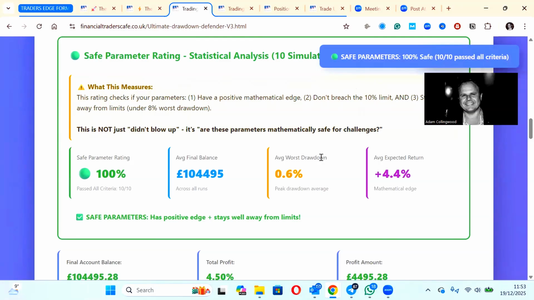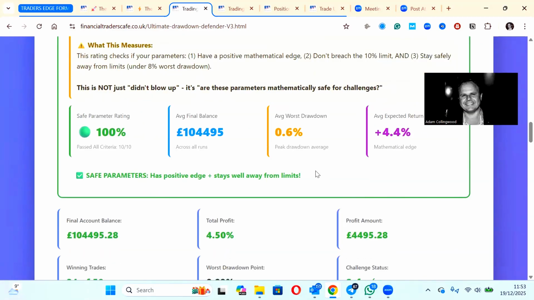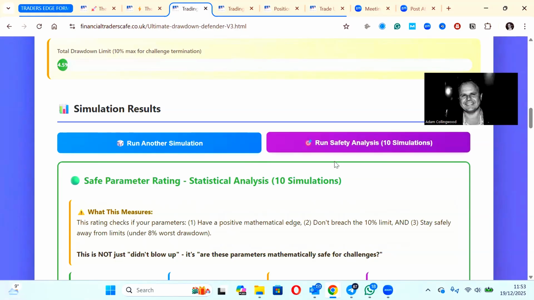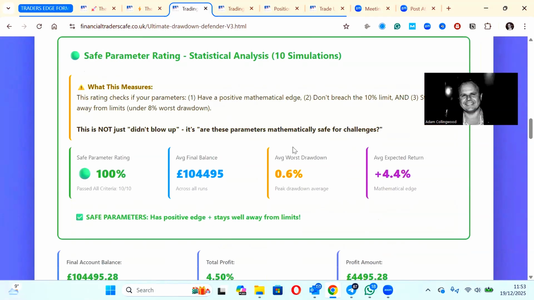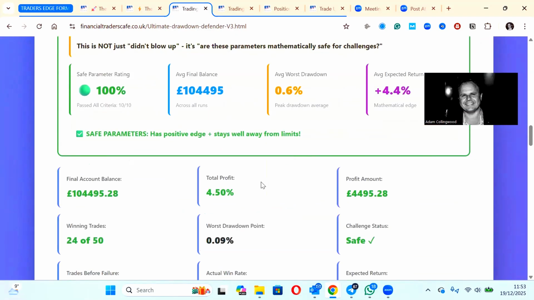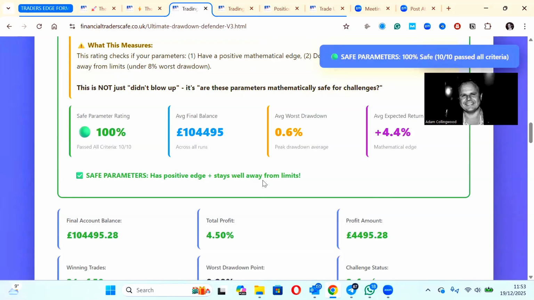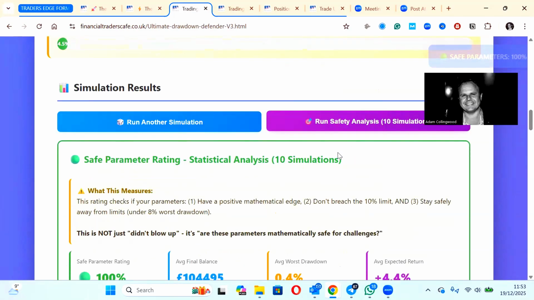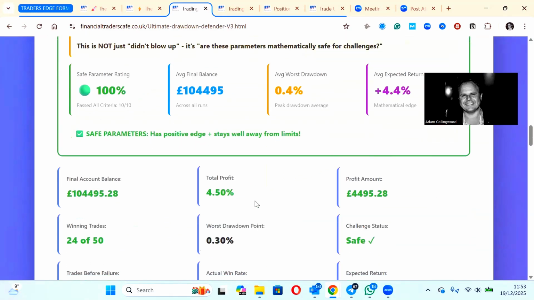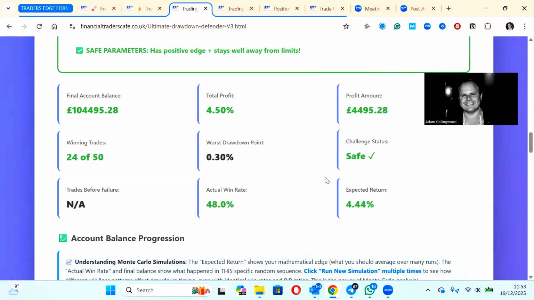Well, what this is telling us is that by clicking on Run Safety Analysis across 10 simulations, your profit will be 4.5, but what you won't do is you won't fail the challenge. So that's what this is for. So on this one, 4.5%. Okay, so that's all we do. We just click on that, and it tells us that the challenge will be safe, but you won't pass it. You're not going to get your 10% yet.